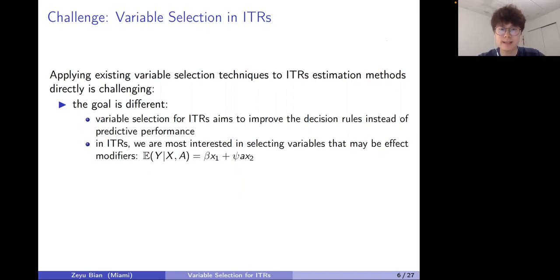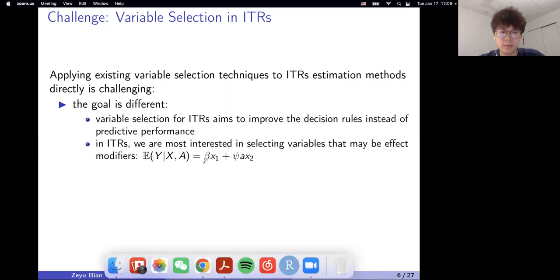So to see this, let's see an example. In this example, the outcome regression looks like this. However, we are only interested in this X2 because it's the effect modifier. And as you can see, because of this interaction, only X2 is useful for making treatment decisions. This X1 is useful for predicting the outcome, but it's not useful for making treatment decisions. So we are not interested in X1. We are only focused on this X2 here.